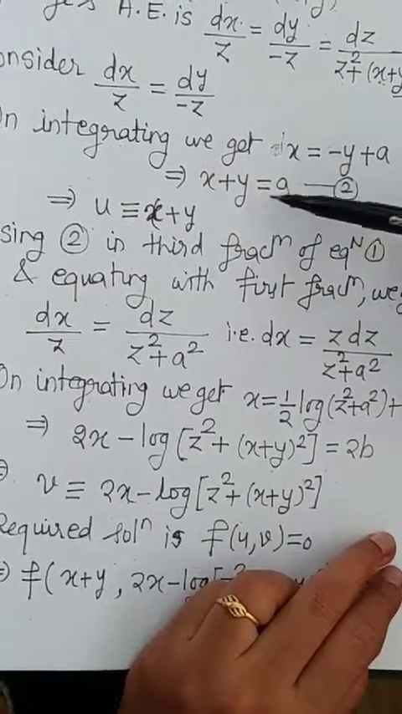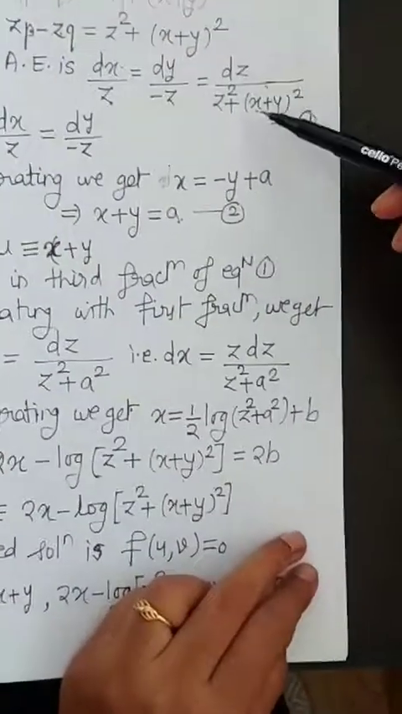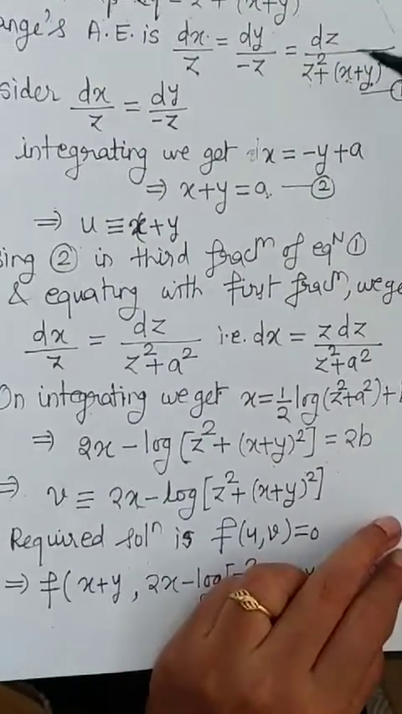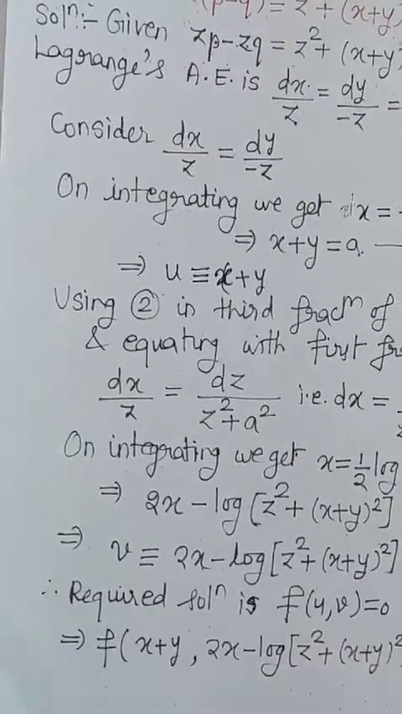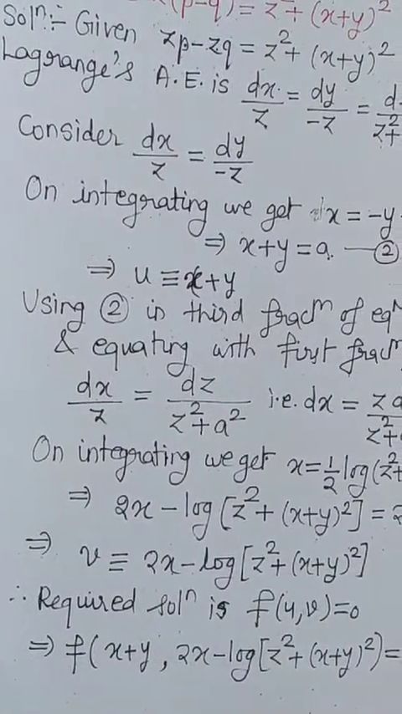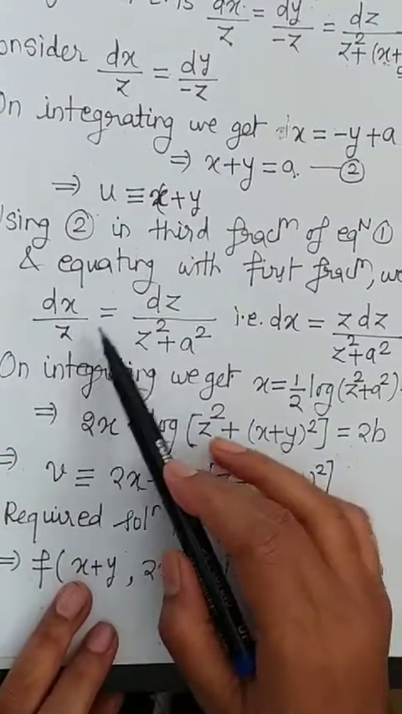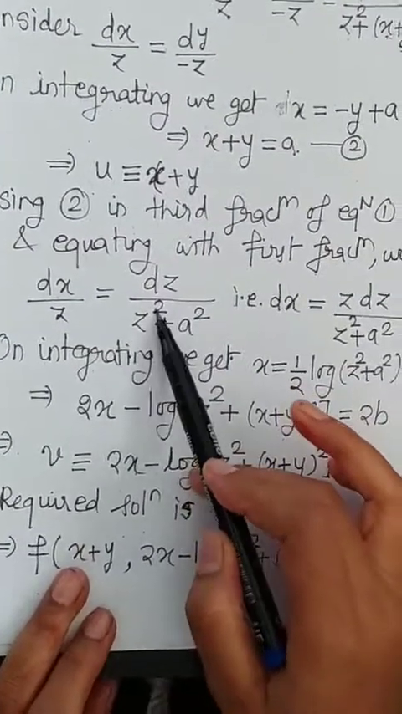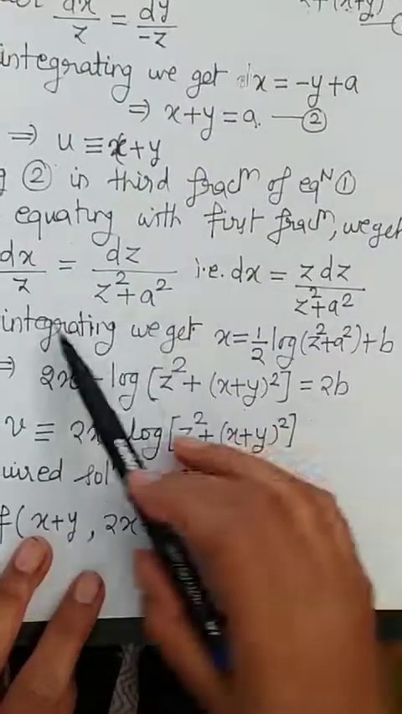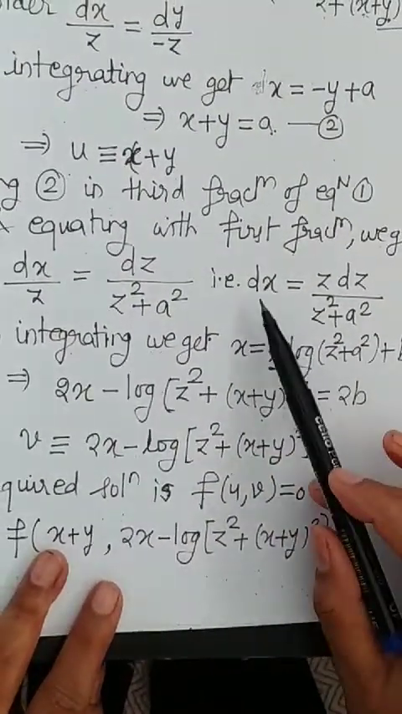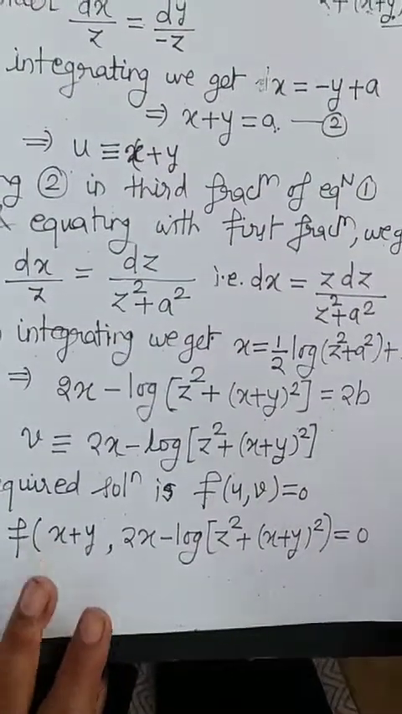So put x plus y equal to a in the third fraction and compare it with either the first fraction or the second fraction. Here I am considering it with the first fraction. So we have dx by z equal to dz upon z square, then x plus y is a, so a square. Right. Obtain the variable separable form, so dx is equal to z dz upon z square plus a square.